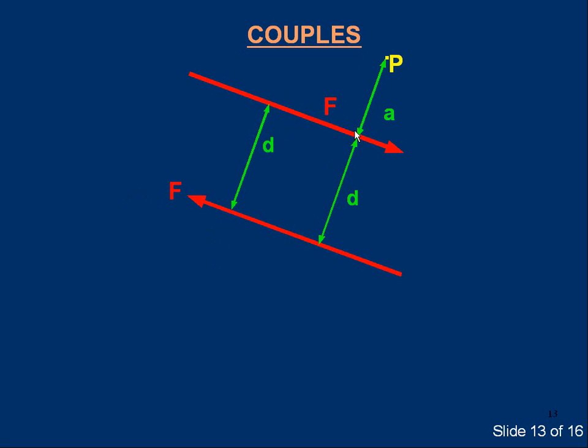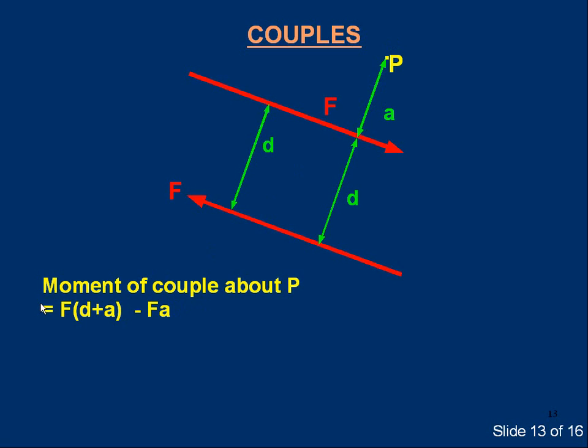Let's put some distances in. This is d, the separation. Let's suppose that this point is a distance a from the upper force. A perpendicular distance is a. What's the moment of the couple about point P? Well, it's this. We've got the bottom force first. We multiply the force, F, by the distance to point P. Well, that distance is d plus a. So it's F into d plus a. And because it's clockwise, I'm calling it positive.